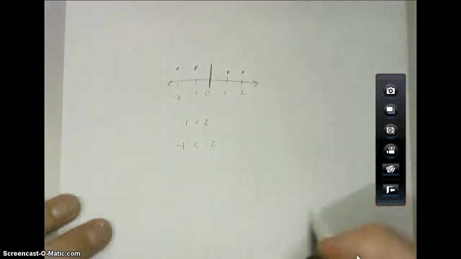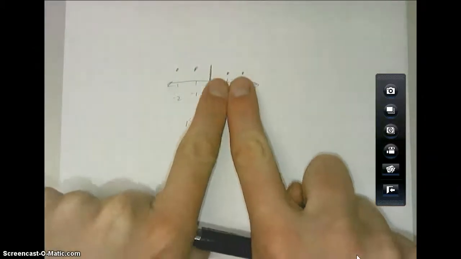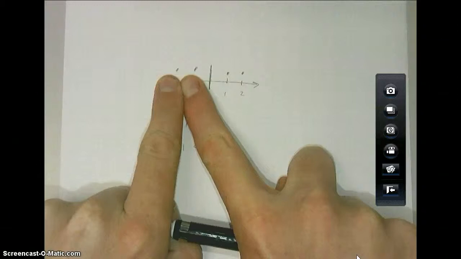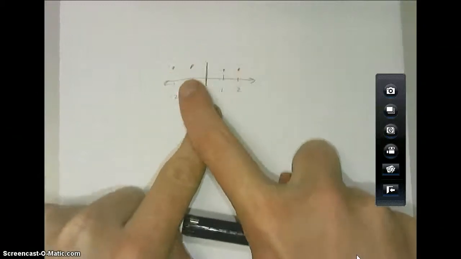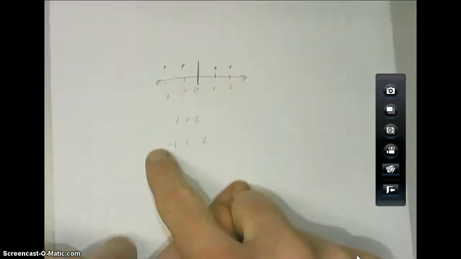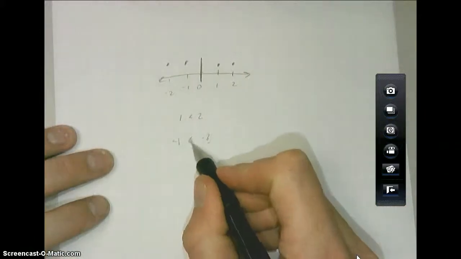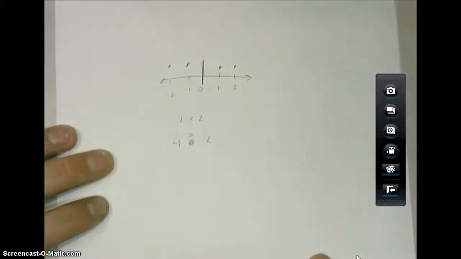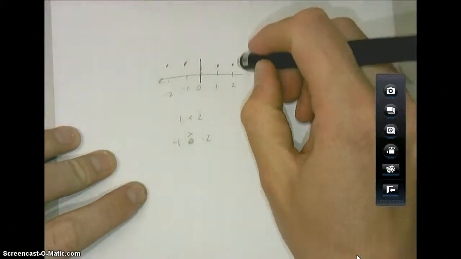So what you've got to remember is that we're not sliding these this way. We're flipping them over 0. So since we're flipping them over 0, I have to flip this sign and say that now -1 is actually greater than -2.